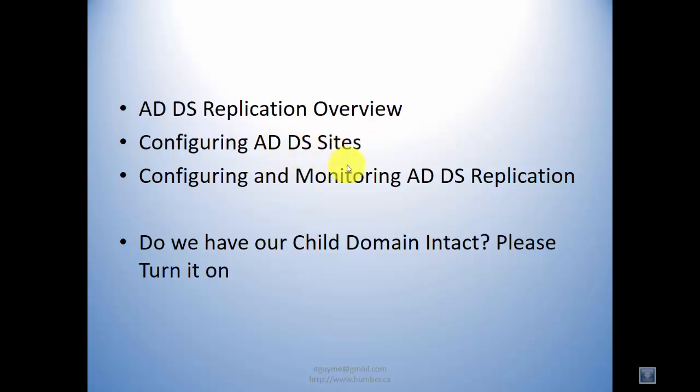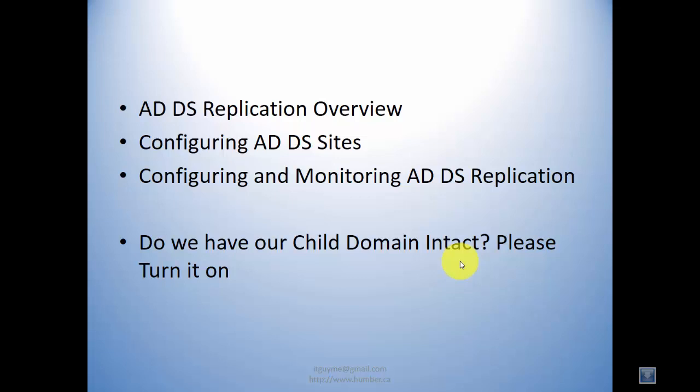If you don't name the branch, it's just about IP addresses that Active Directory would want to know. But why would Active Directory want to know that there is another branch? Why can't it just automatically discover that? So we're going to find out now. Active Directory AD DS replication overview. Configuring Active Directory domains, directory services, sites, configuring and monitoring AD DS replication.